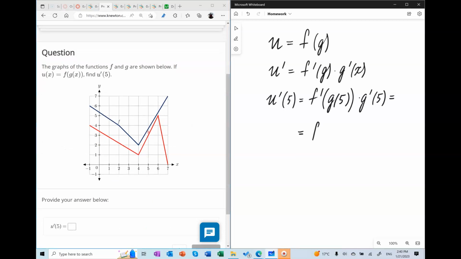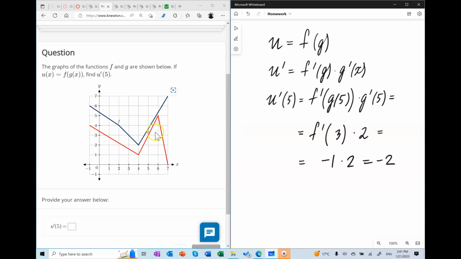G of 5 is 3. G prime of 5 is the slope of the tangent line. It's a linear function, so the slope is 2. And we need to compute f prime of 3. So at 3, the f has the slope -1. So the final answer is -2.